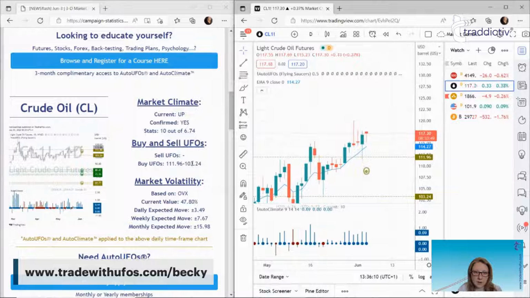Now, in terms of volatility with oil, we would expect in 1 year movement up or down of 47.8%. So in a day, that's 3.49 points. In a week, 7.67 points. And in a month, 15.98 points. So that's oil. That's the expectation that we have there. Overall probability up for the time being.